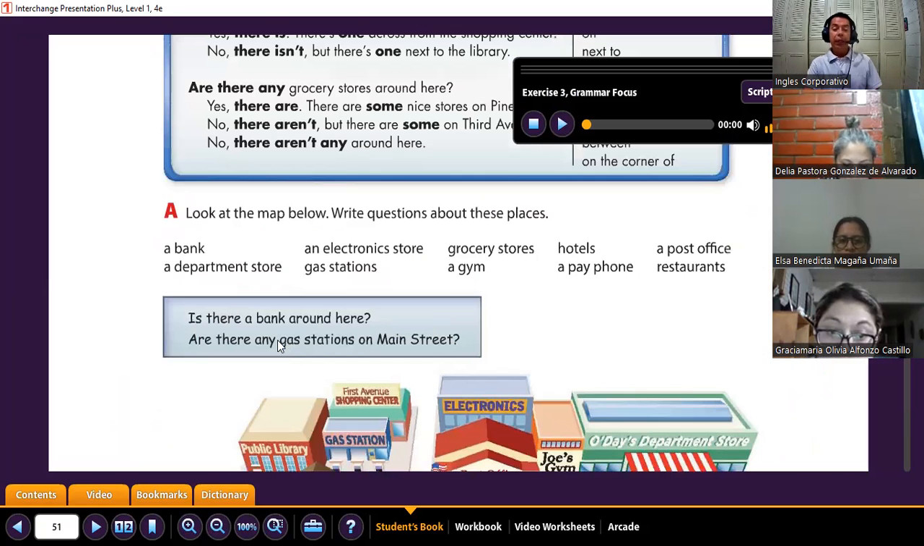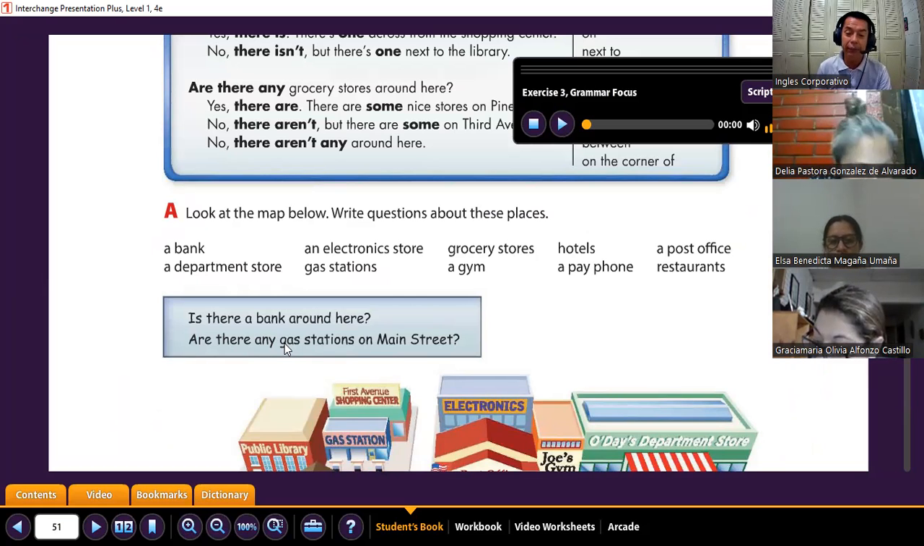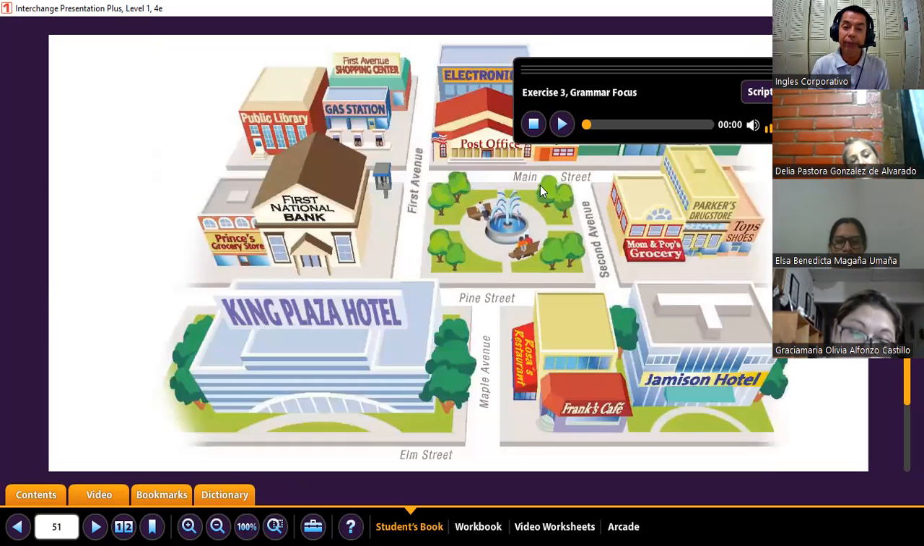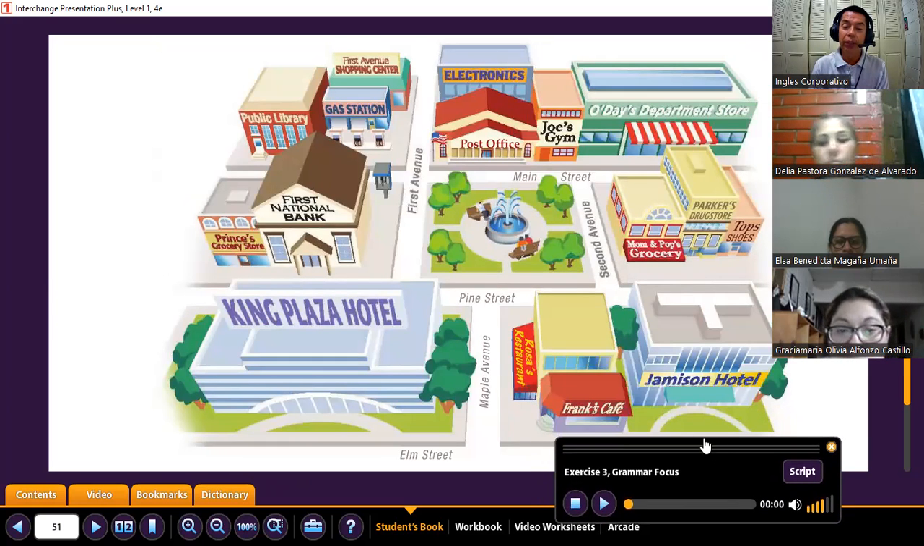Okay, good, right? And we made the question, right? Is there a bank around here? Is there an electronic store around here? Et cetera, right? Okay, we're going to do something, right? One student is going to make the question and the other student the answer, right? So, and if you see other place, please tell me, right? Let me go with the... I will use my drone, right? My drone says, shopping center, right?